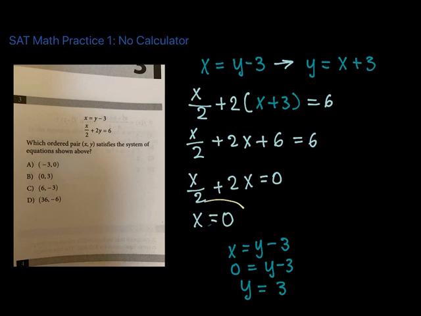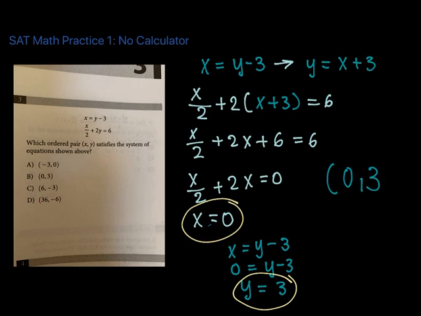So now we have our x value and our y value. So our ordered pair would be 0, 3, and that's because ordered pairs are written x, y. So the answer with the ordered pair 0, 3 is option B, so that would be our answer.